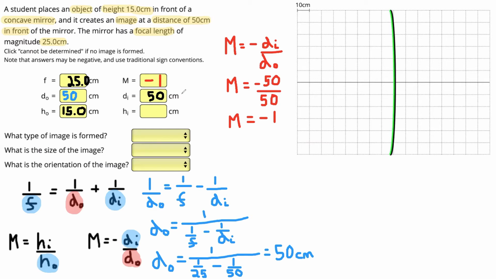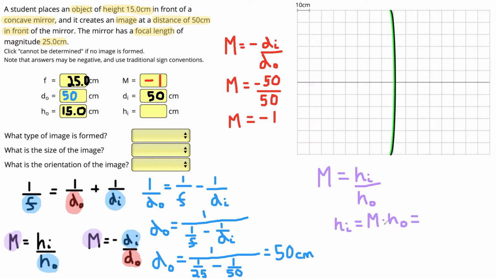Okay, final thing that's missing is our height of the image. Let's go and have a look in our equations. We now know magnification. So this equation on the right is done. This equation on the left, we can now use to find the height of the image. So I'm going to write that equation out and then rearrange it. So we have magnification is equal to the height of the image divided by the height of the object. I want to rearrange this to get the height of the image. So I'm going to multiply by height of the object on both sides to get height of the image is equal to magnification multiplied by height of the object.